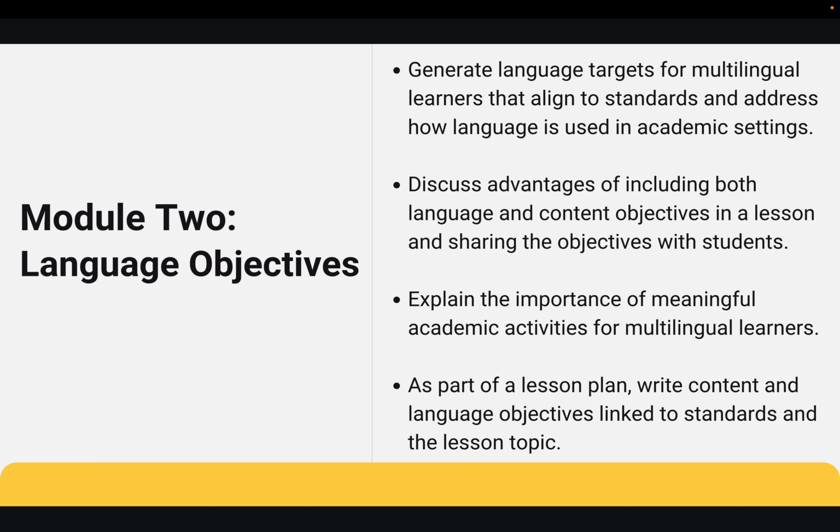and sharing the objectives with students, explaining the importance of meaningful academic activities for multilingual learners, and as part of a lesson plan, write content and language objectives linked to standards and the lesson topic. We're going to begin by listening to Dr. Vogt as she talks about lesson preparation in the SIOP model.